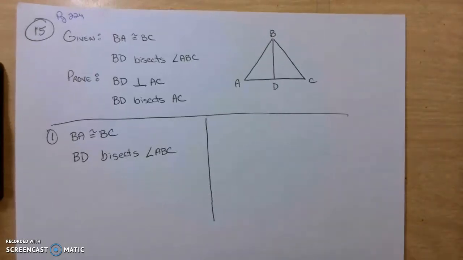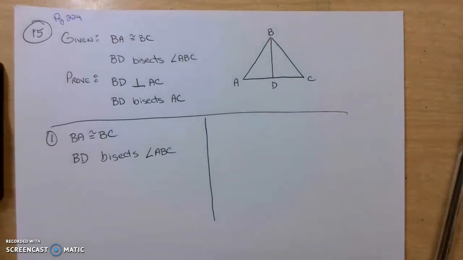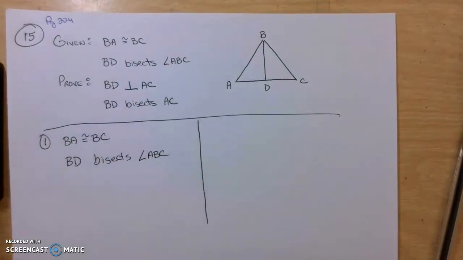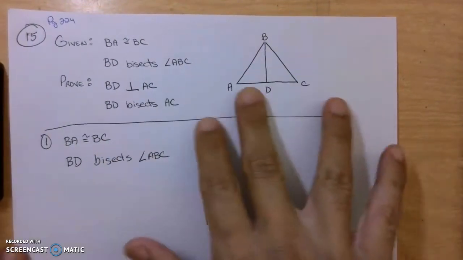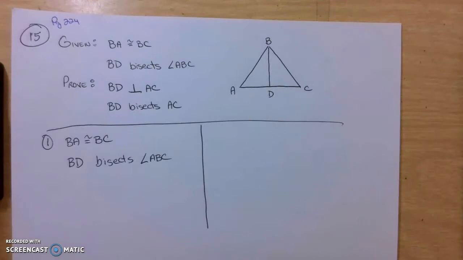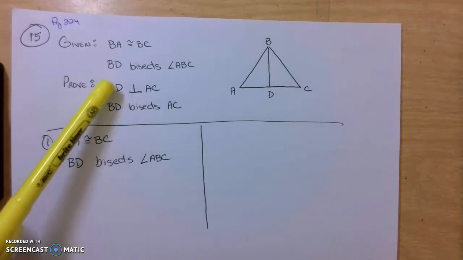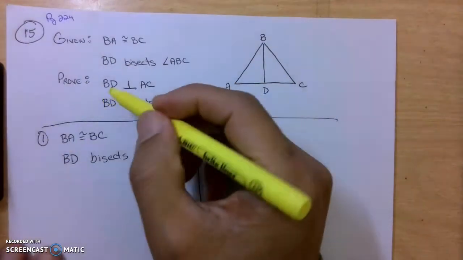All right, we're going to do a couple problems here on page 224. We're going to start with number 15. Obviously, it looks like a two-column proof here, but this one in particular is hard because they actually want you to prove two things. So we're going to do two proofs.